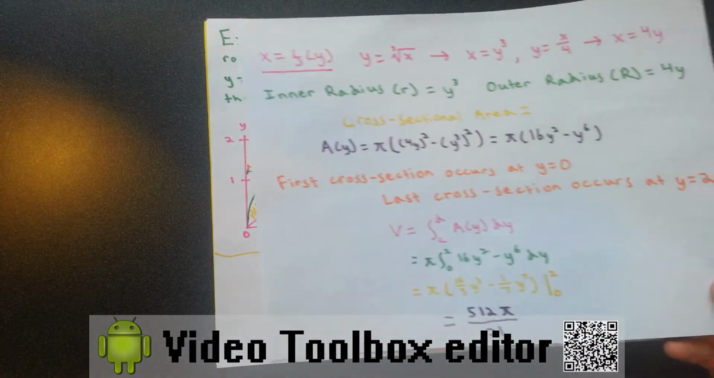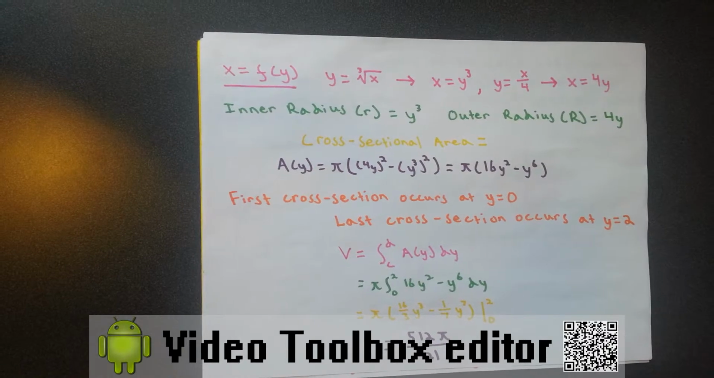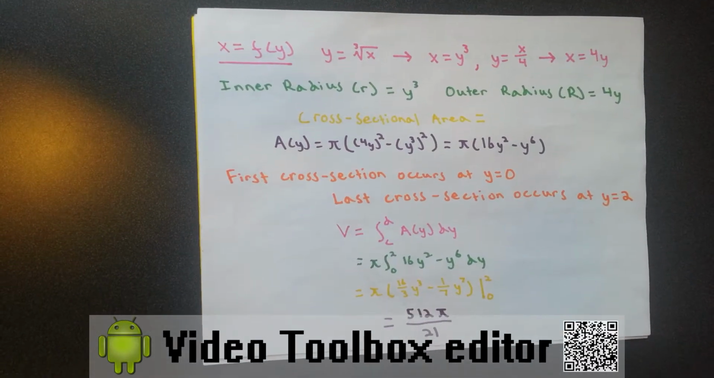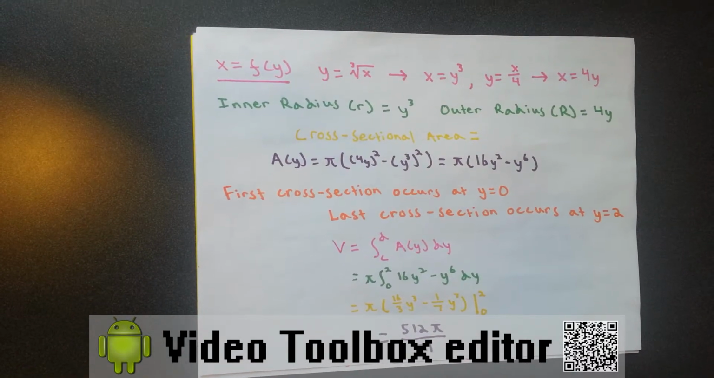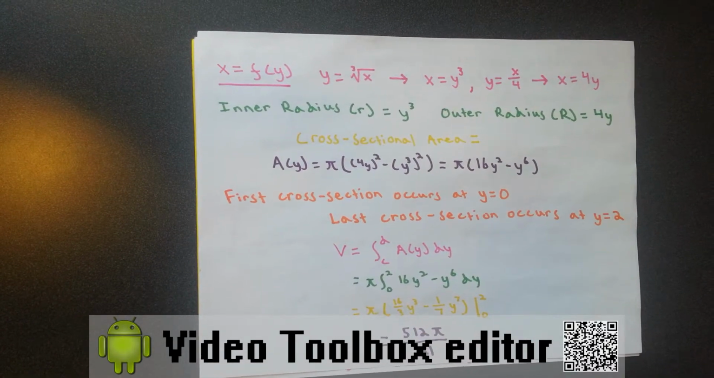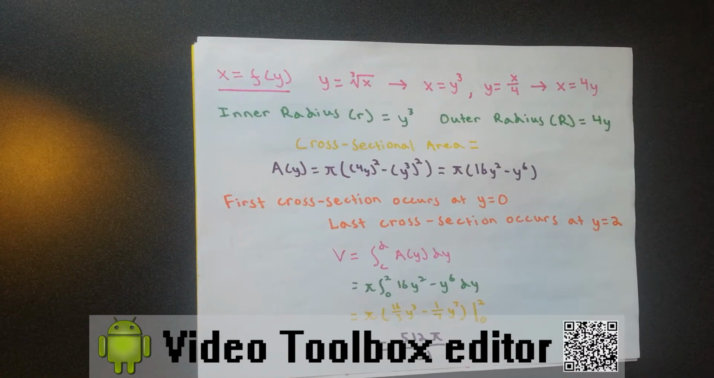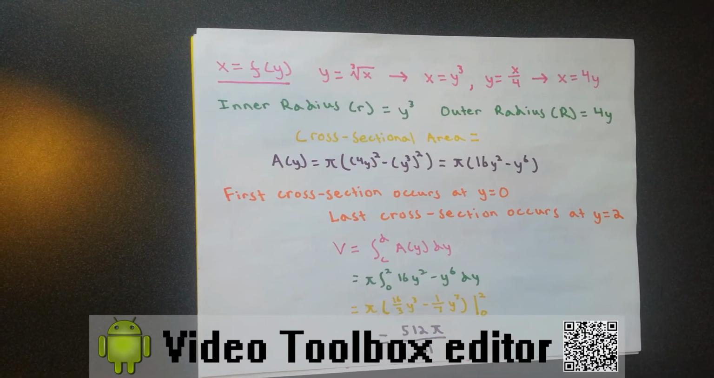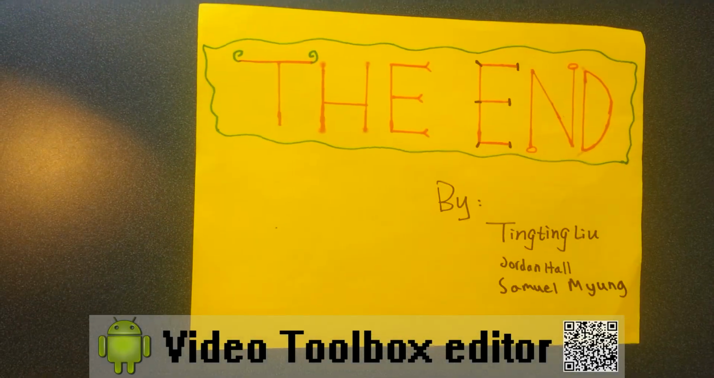So we will use the formula volume equals the integral from c to d of A of y dy, which is equal to pi times the integral from 0 to 2 of (16y squared minus y to the 6th) dy, which is therefore equal to pi times (16/3 y cubed minus 1/7 y to the 7th power). Then we plug in 2 and 0, and we end up with 512 pi over 21. The end.